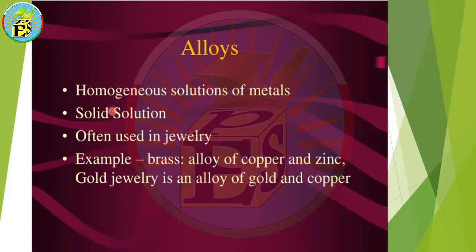Alloys: homogeneous solutions of metals, solid solutions, often used in jewelry. Example: brass, an alloy of copper and zinc. Gold jewelry is an alloy of gold and copper. An alloy is a mixture of different metals. We use it to have special alloys or special metals for specific uses.